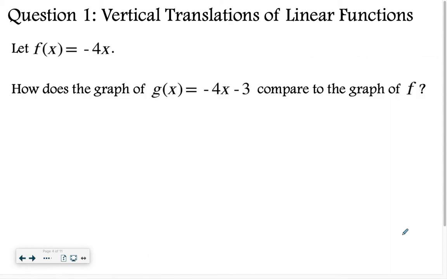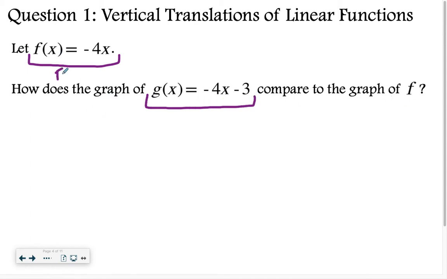Now, this question is for you to try on your own. Let f of x equals negative 4x. So that's what we started with. In this case, imagine this is like Frank's line. And then we're going to compare how the graph of g of x equals negative 4x minus 3 compares to the graph of f.